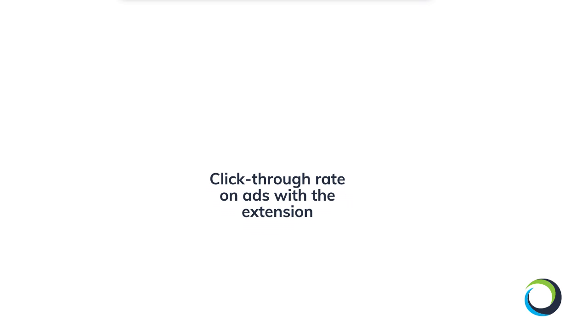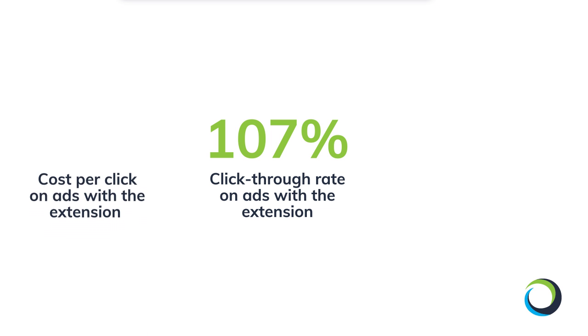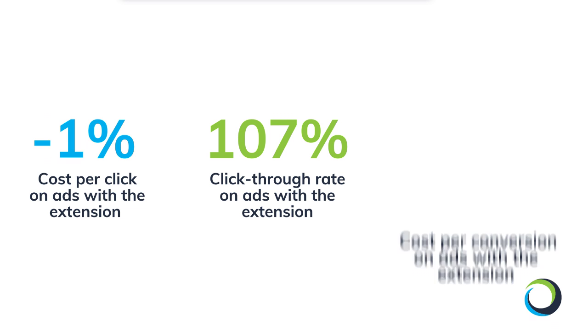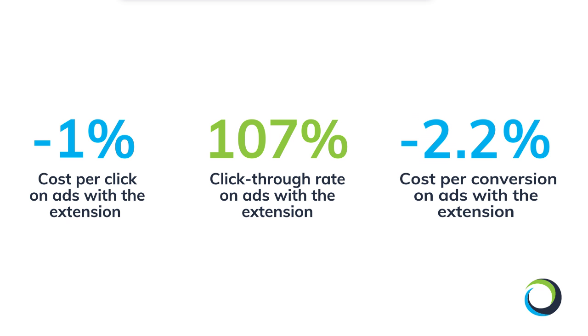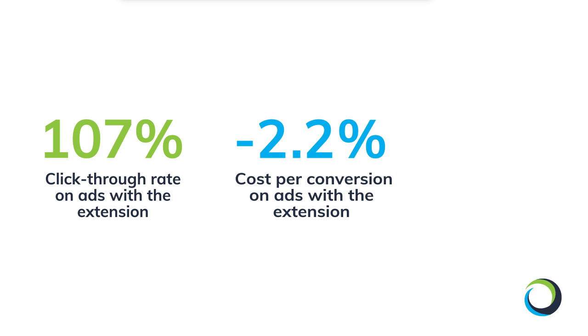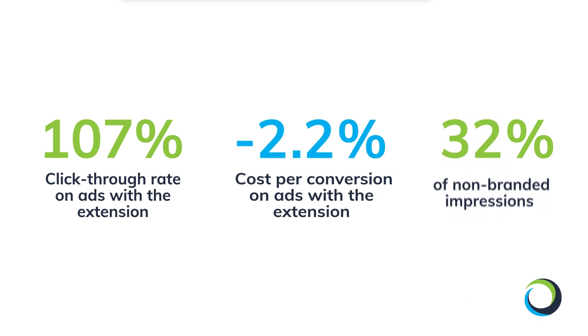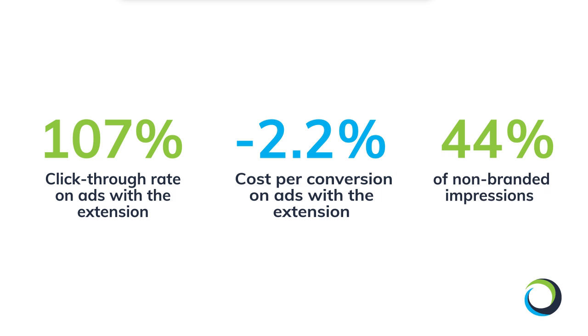Click-through rate on ads with the seller rating extension was 107% greater than ads without it. Conversely, cost per click and cost per conversion weren't impacted significantly. Average cost per click for ads served with the extension was only 1% less than ads served without. Cost per conversion only improved by 2.2% for ads served with the extension. We also found that seller ratings only impacted 44% of non-branded impressions.